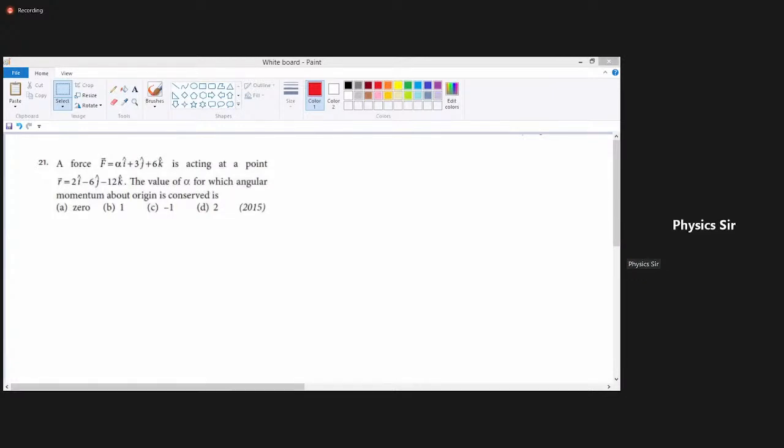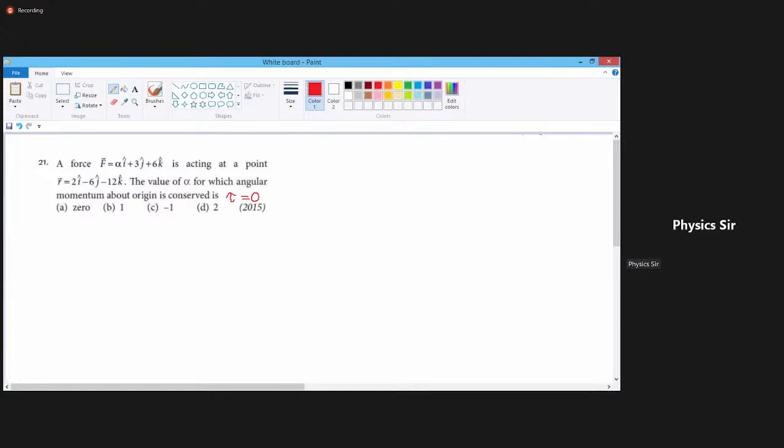Yes, इसलिए तो क्वेश्चन सिलेक्ट किया ना, इसमें ट्विस्टिंग है ना. So the twisting is, if F is alpha i plus 3j plus 6k acting at a point, r is 2i minus 6j minus 12k, find the value of alpha for which angular momentum is conserved. बेटा, angular momentum is conserved का मतलब है कि the torque acting on it is zero.